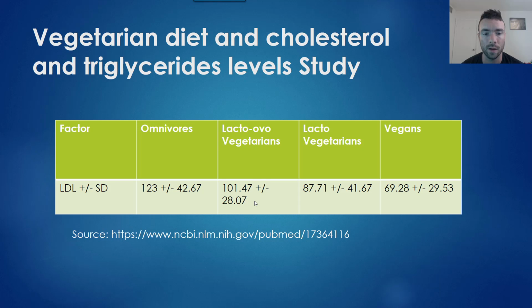Okay, so a study also took around 78 people, and they measured their cholesterol levels, and they found that on average, omnivores had the highest cholesterol levels, people that eat meat, dairy, eggs, and you can see here that their LDL cholesterol levels on average were 123 plus or minus 42, and lacto-ovo vegetarians finished second, ones that still consume dairy. Lacto-vegetarians were even less at 87.71 plus or minus 41, and vegans were the lowest, finishing at 69.28 plus or minus 29, which is pretty close to the optimal level of cholesterol.